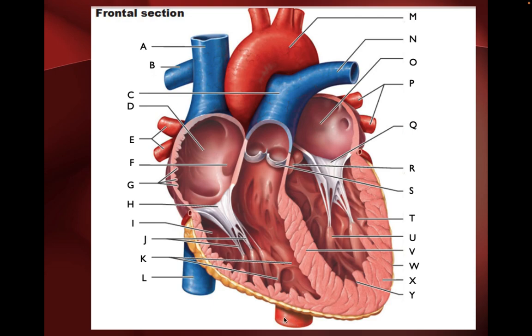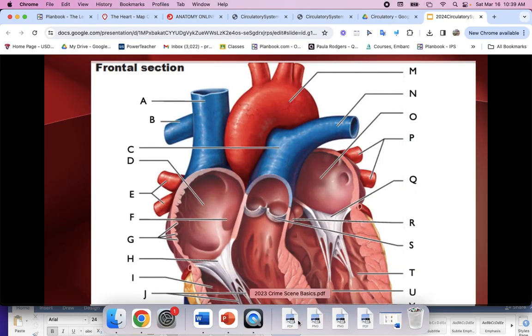This little thing down here is part of the aorta. The aorta goes up and then down. This is the abdominal aorta, and it goes through the abdominal cavity. So again, know those four chambers, four valves, and four blood vessels.